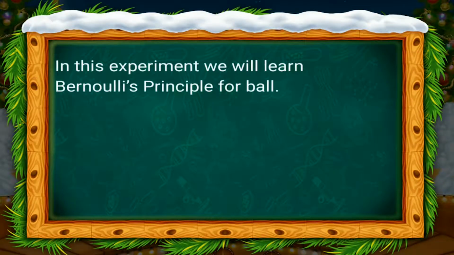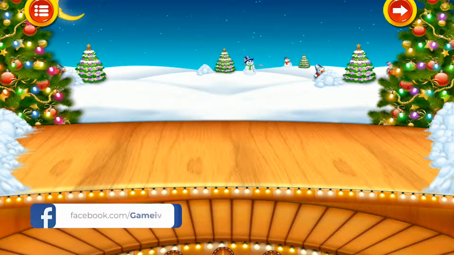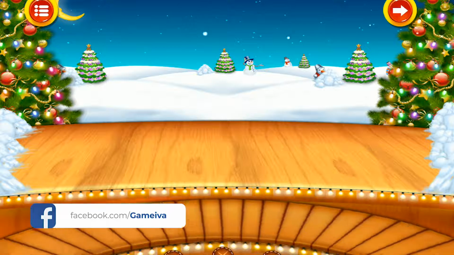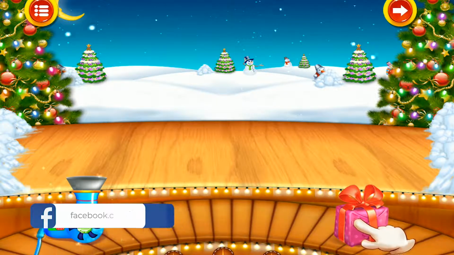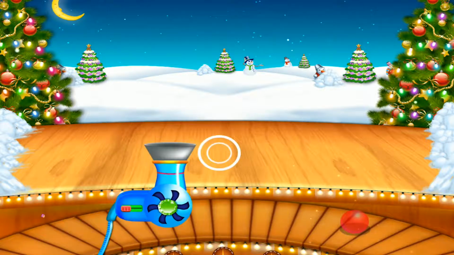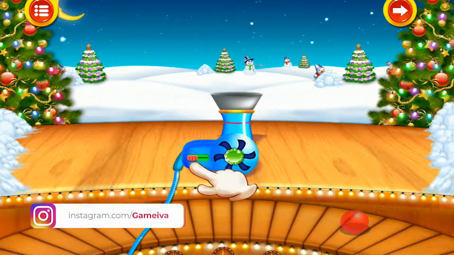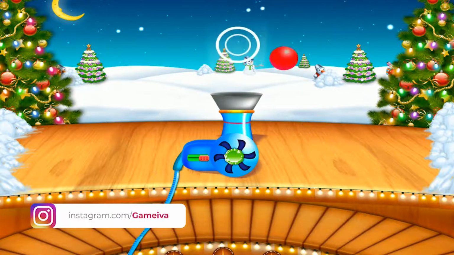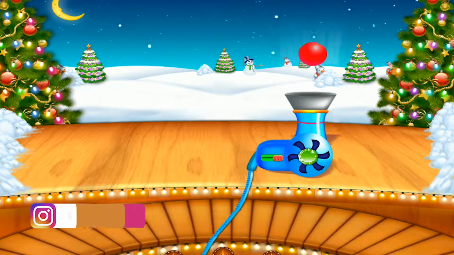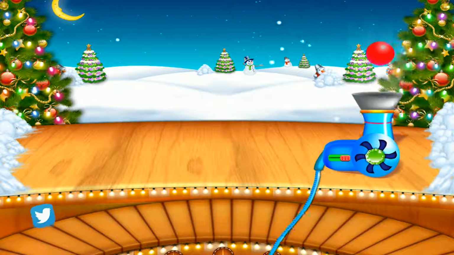In this experiment, we will learn Bernoulli's principle for a ball. Place the hair dryer on the shelf. Switch it on. Now take a ball and try and place it over the hair dryer. What did you observe?